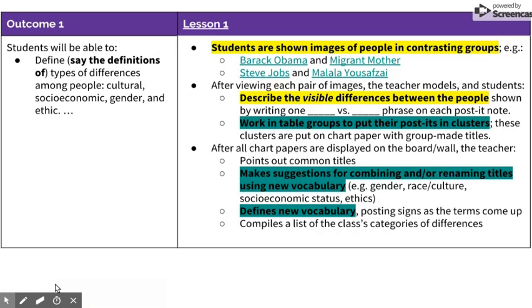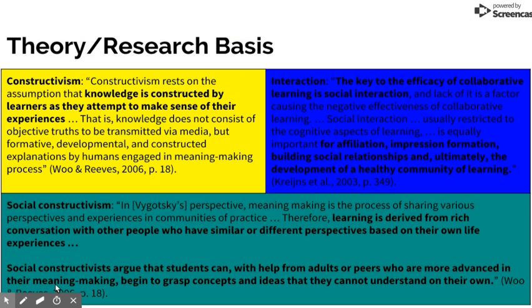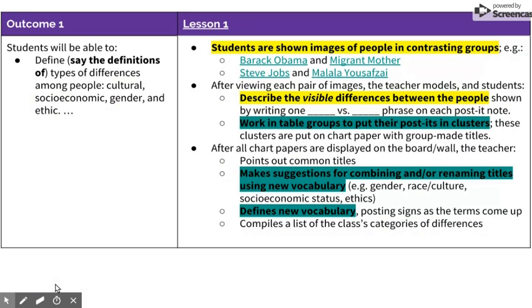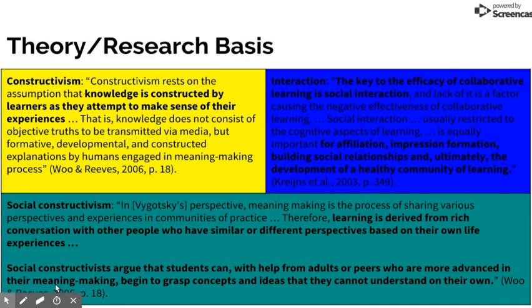In order for students to understand individuals of different backgrounds and cultures, they must first define such differences. Students begin by describing the visible differences between images of Barack Obama, migrant mother, and other individuals on Post-its, constructing knowledge, as Wu and Reeves say, by attempting to make sense of their experiences. After students write down their descriptions, they categorize the differences in groups, and the teacher helps the class combine and rename these groups according to new vocabulary. In this way, students derive learning from rich conversation with other people, allowing them to begin to grasp concepts and ideas that they cannot understand on their own.